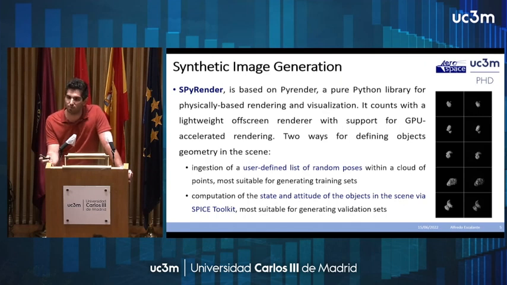And then we have also a second mode in which the geometry of the objects in the scene, which is rendered, is taken directly from the SPICE toolkit. So this is more suitable for generating validation sets. For example, for generating a sequence of synthetic images corresponding to a real mission like Rosetta or any other mission.